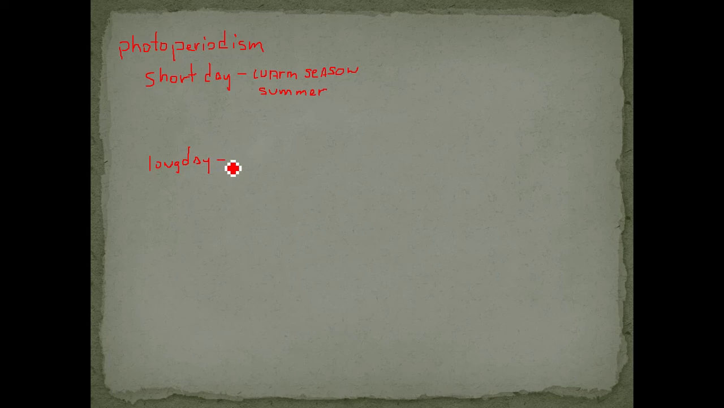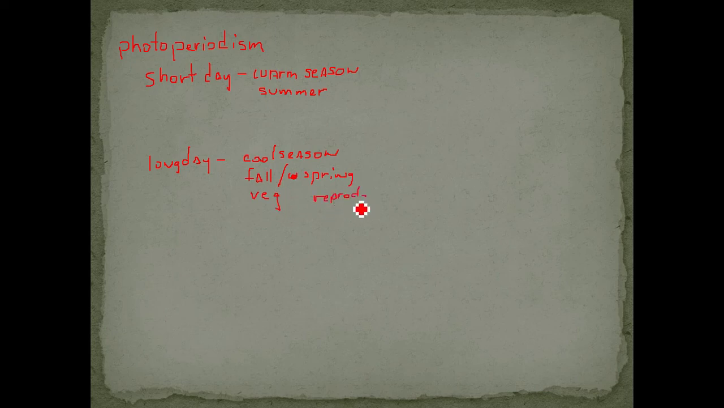Long day plants, on the other hand, tend to be cool season. They are basically seeded in the fall and harvested in the spring. Their main growing time is the fall and spring, because they're generally dormant during the winter. They generally grow vegetatively in the fall months, and then reproductively during the spring.